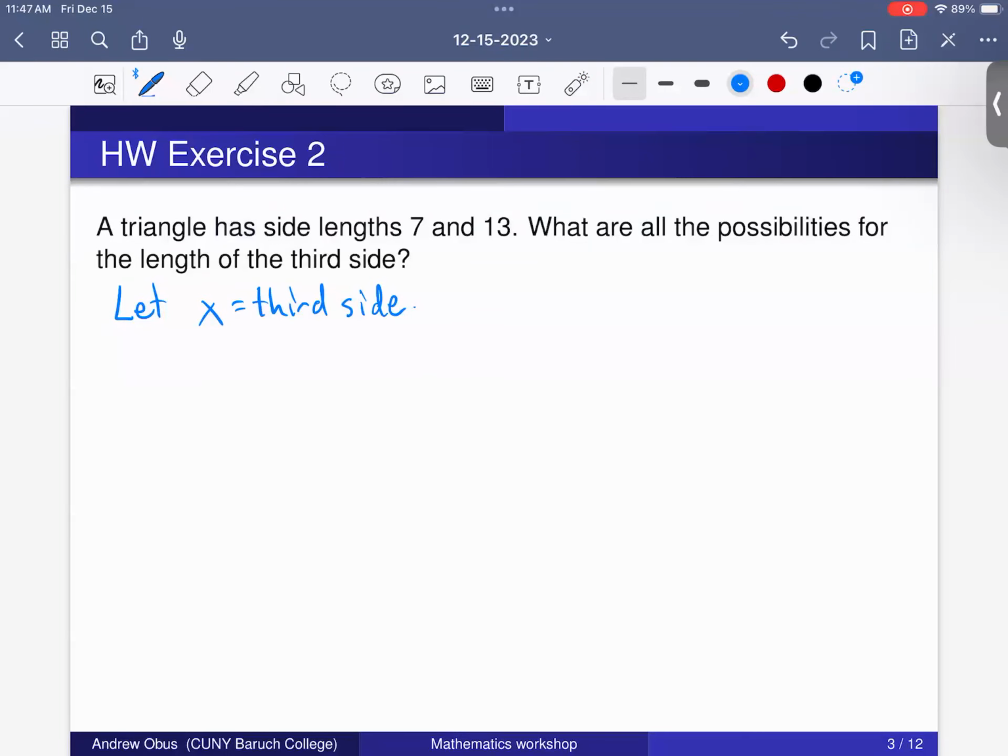And so this question is about the triangle inequality, right? So there's going to be various equations or inequalities that need to be satisfied for x in order for it to be able to be a third side of a triangle. Like you can't have a triangle with side lengths 7 and 13 and 100 because that's going to violate the triangle inequality. So what are the conditions we need on this third side so that it will satisfy it?